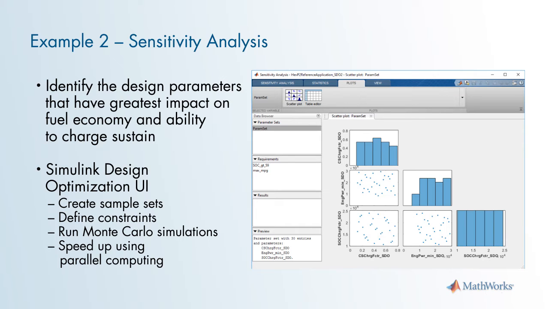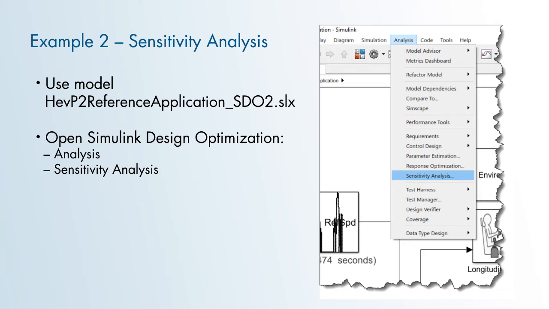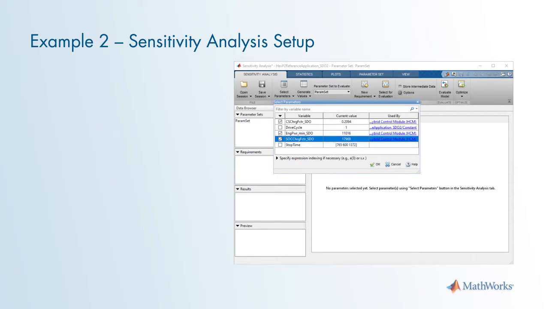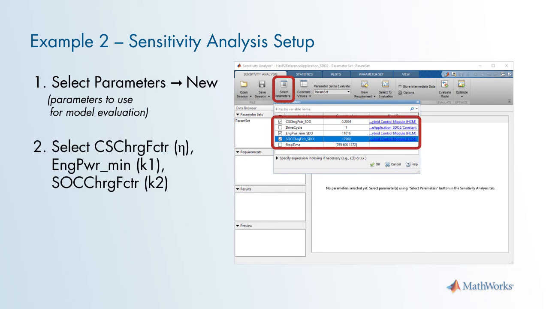Let's walk through the major steps for setting up a sensitivity analysis so that you can learn how to do it on your own. To open Simulink Design Optimization, go to the Analysis menu and select Sensitivity Analysis. The Sensitivity Analysis user interface will open. First, we need to select the design parameters. So we're going to select the 3 control parameters we are interested in, being the charge sustaining factor, also known as ETA, the minimum engine power, also known as K1, and the SOC charge factor, also known as K2. Then select OK.